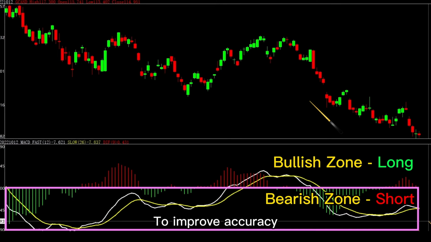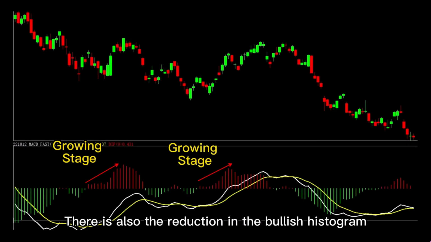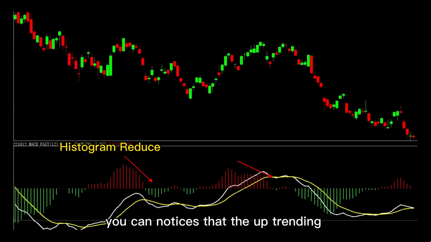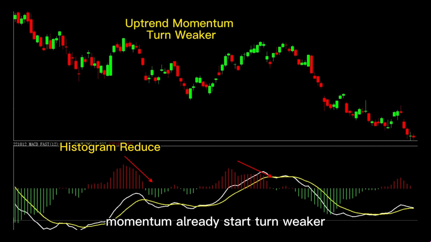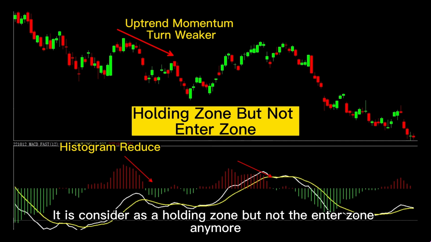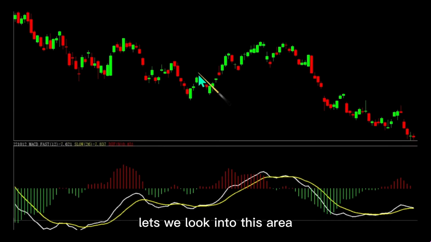To improve accuracy, we only operate while the bullish histogram is in the growing stage. There is also the reduction in the bullish histogram, but in this scenario you can notice that the uptrending momentum has already started to weaken. It is considered a holding zone but not the entry zone anymore. It's very easy to understand. Let's look at this area.